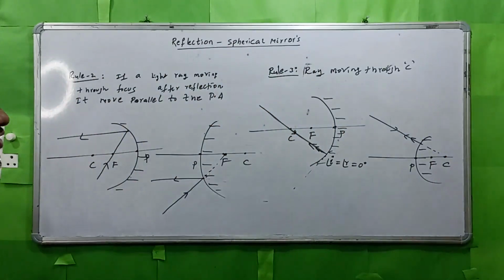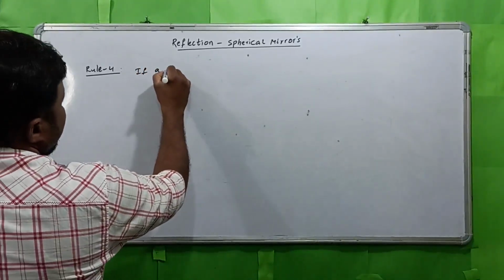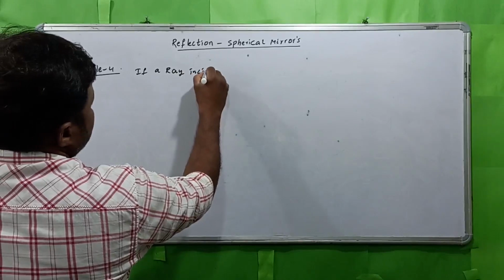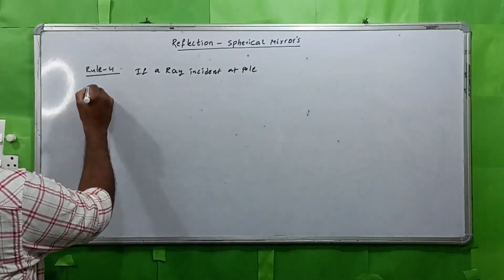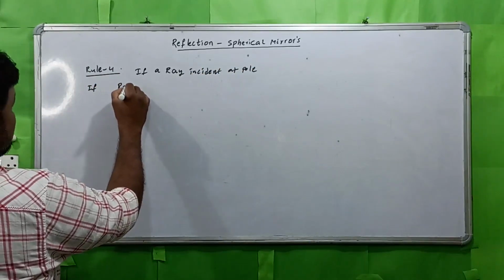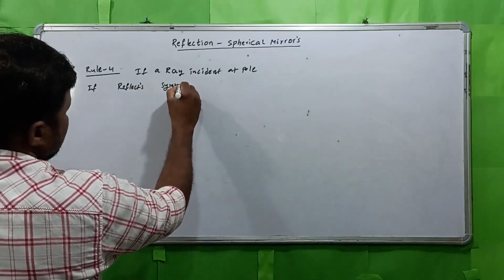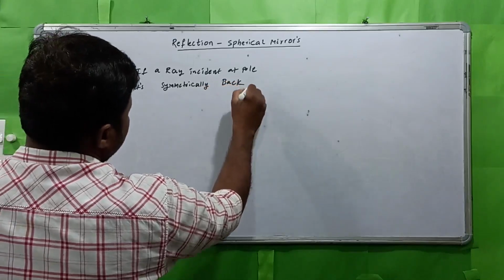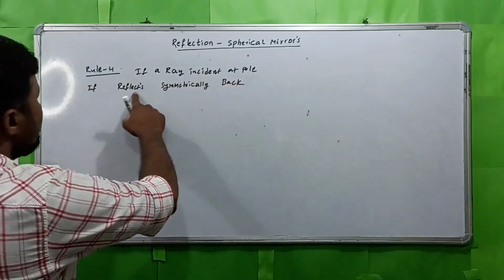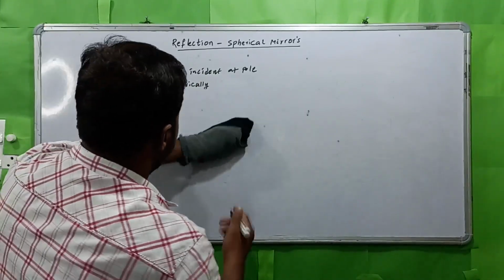Now we will discuss rule number 4, the last rule. If a ray is incident at the pole, it reflects symmetrically back, or in the symmetrically opposite direction.